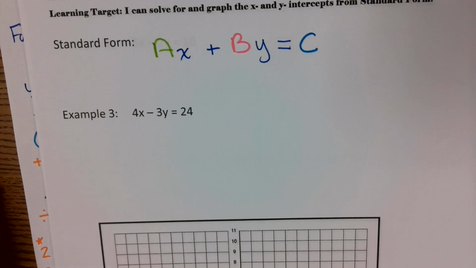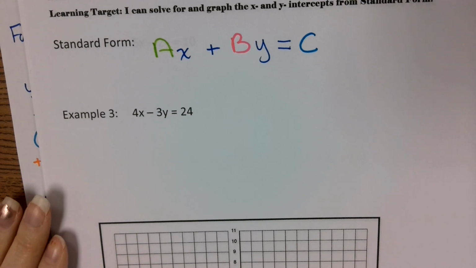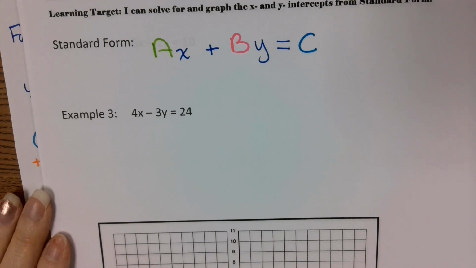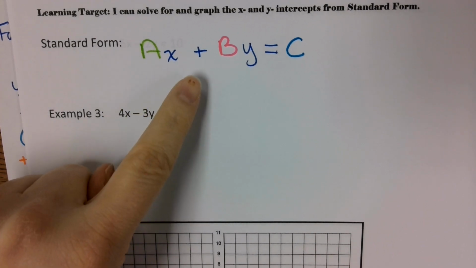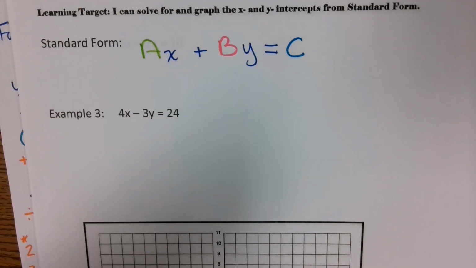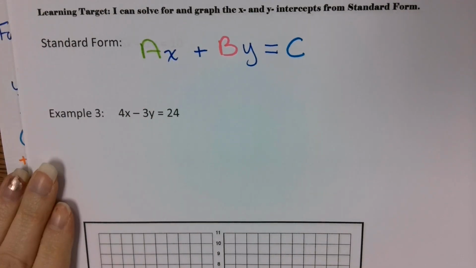Standard form is actually the easiest way to identify your x and y intercepts. So when they're asking you to do graphing, if it's in this format, you want to leave it in this format and just solve for your x and y intercepts automatically, because it's a very simple process.